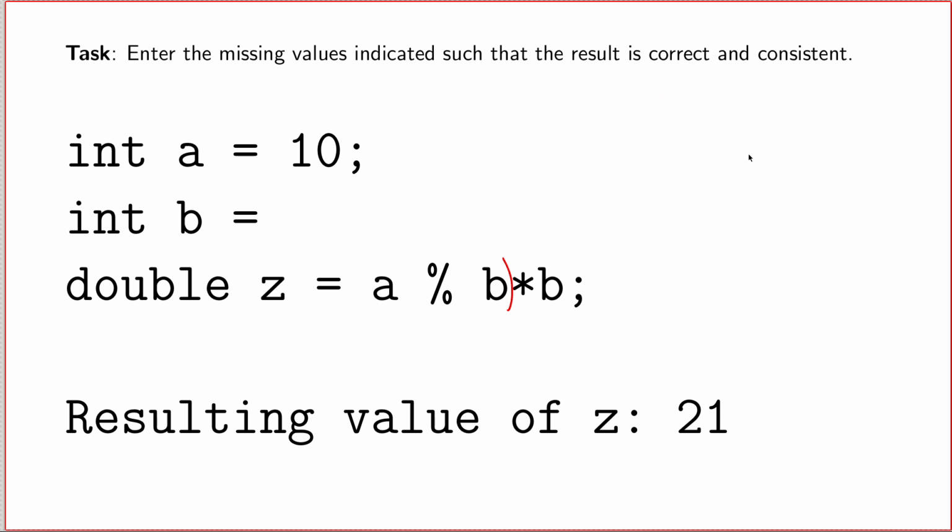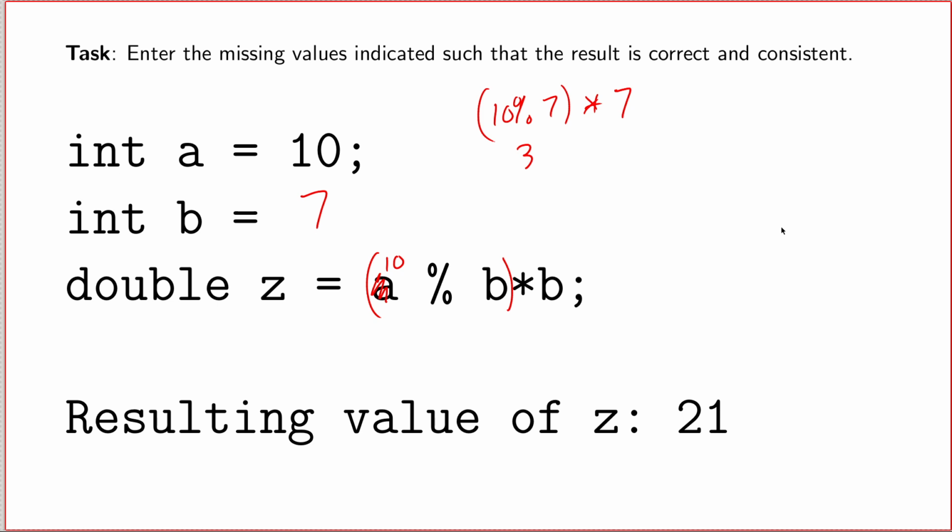Okay, so let's say that b is equal to 3. If b is equal to 3, then the value of a is 10 here. So I've got 10 modulo 3 times 3. Okay, so 10 modulo 3 is 1. 1 times 3 is not 21. So I don't think that b is 3. Okay, so what's the other option? Well, b could be equal to 7. So we've got 10 modulo 7 times 7. So what is 10 modulo 7? Well, as it happens, it's 3. Okay, so if I give b the value 7, then I get the right answer.